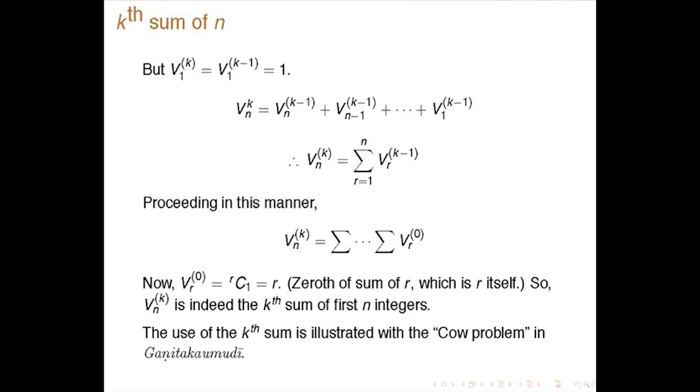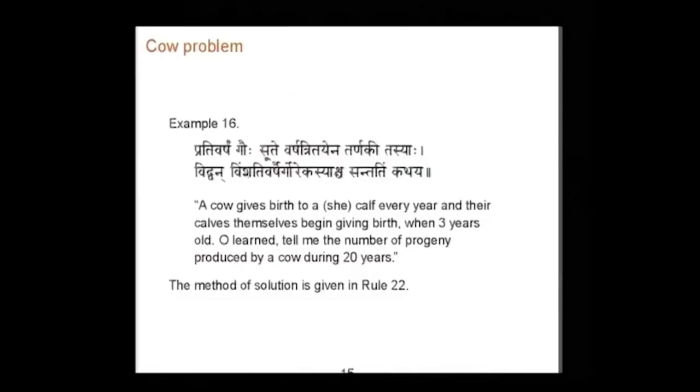So proceeding in this manner, this again can be expressed as the sum of the lower order sum. So V(n,k), the kth sum, is written like V(r,0). Now V(r,0) is r C 1, which is equal to r, right. So that is the sum of r, which is r itself. So V(n,k) is indeed the kth sum of first n integers. Now this is illustrated with a very famous cow problem in Ganitakaumudi. Very interesting problems.